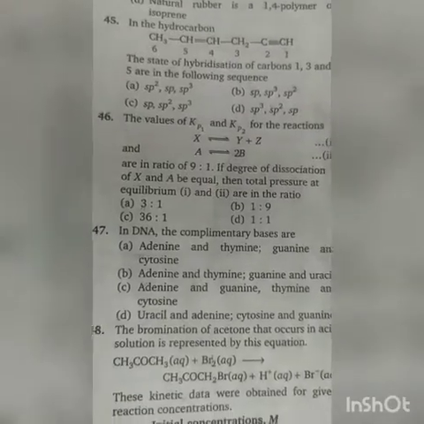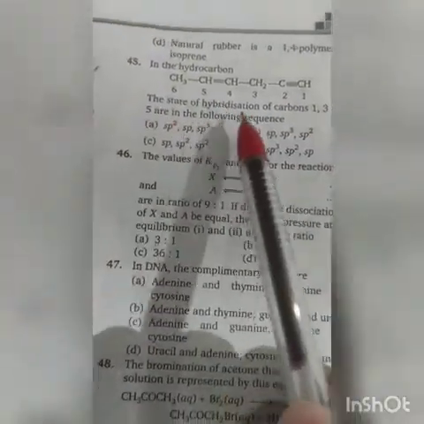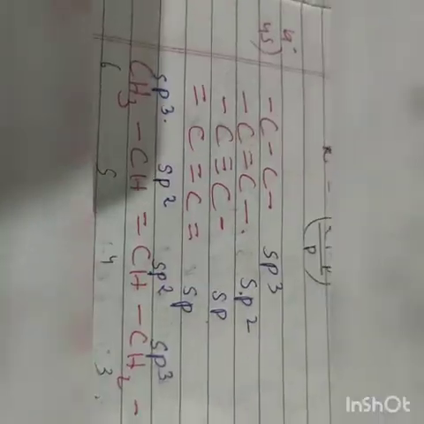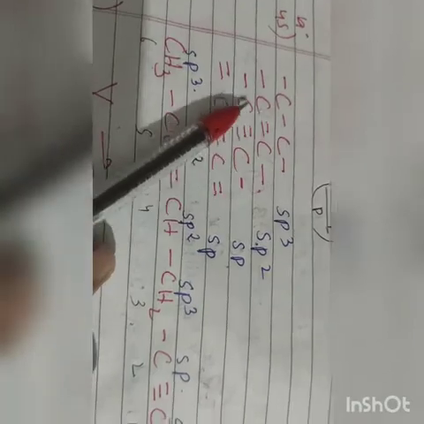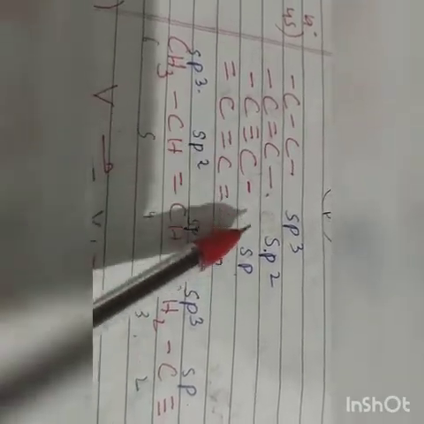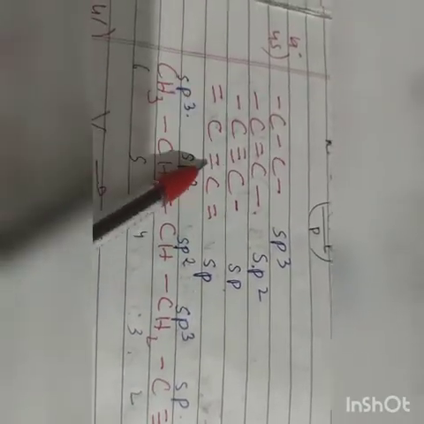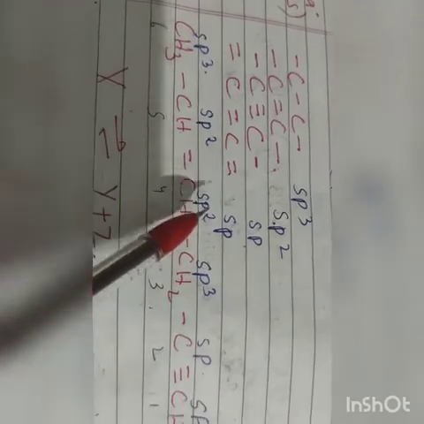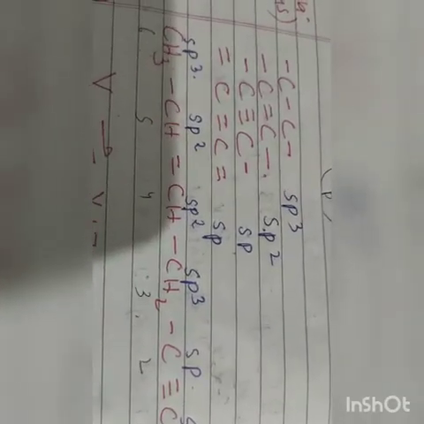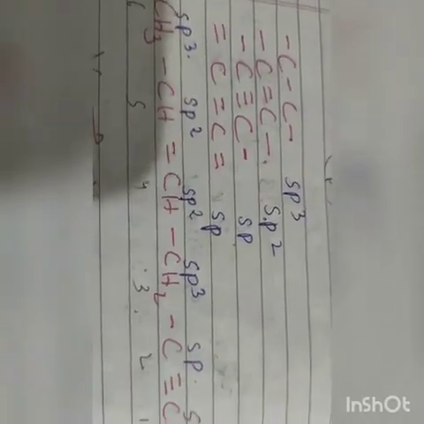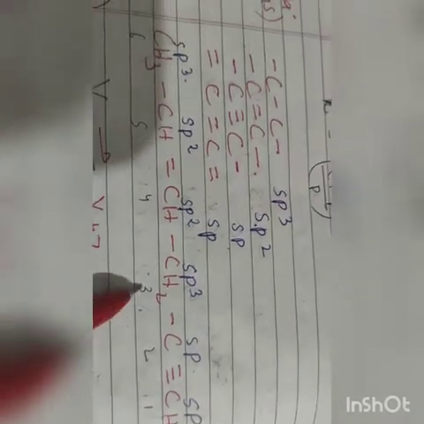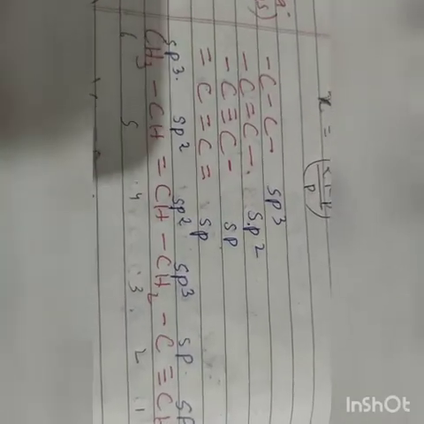Now question number 45. In this hydrocarbon we can see where numbering is done itself. So now we know that a single bond is sp3, a double bond between carbons is sp2, a triple bond between carbons is sp, and this double bond series is also sp. So here it is asking about 1, 3 and 5. So we can see 1 is sp, 3 is sp3 and 5 is sp2.